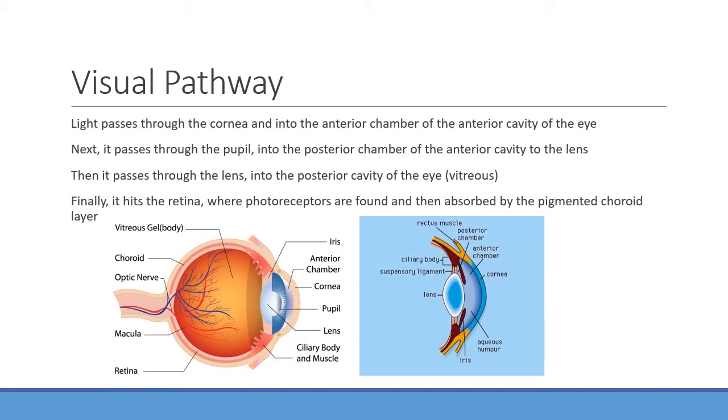Okay, so looking at the visual pathway, as light passes through the cornea, it's going to go into the anterior chamber and then to the anterior cavity of the eye. It's going to pass through the pupil. And what's the pupil helping us to do? Yeah, it's letting light into the eye, and we can change the size of that by causing changes with the iris, right? We can form either a smaller opening or a larger opening.